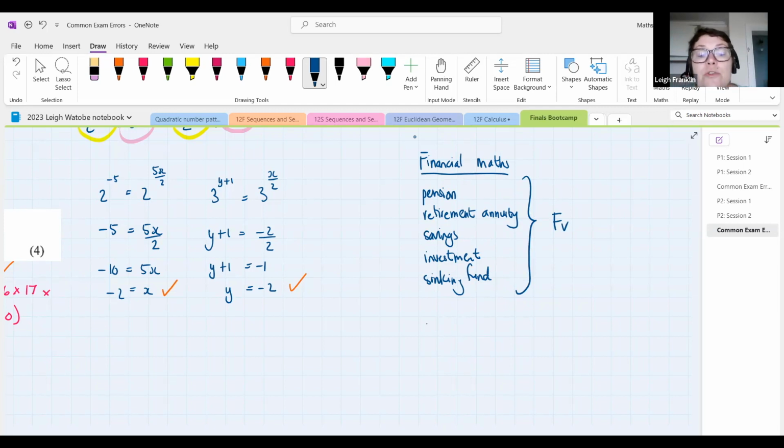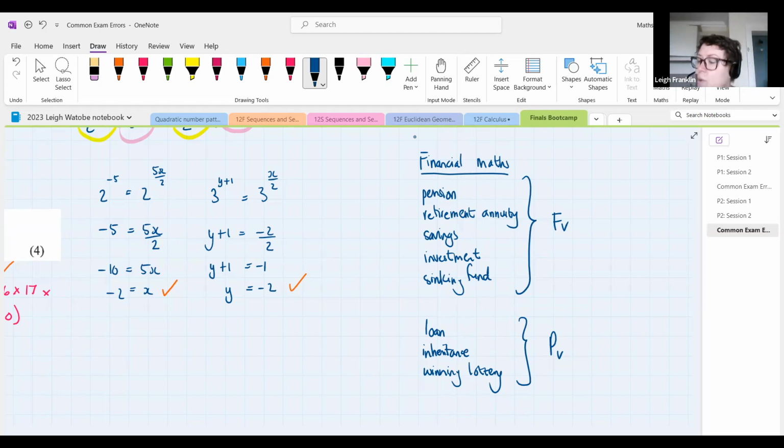If the question uses the word loan or inheritance or winning the lottery, you are going to use the present value formula. They're very strict about that. You've got to use the correct formula, otherwise you're not going to get the right answer. There's always a mark in financial maths for substitution into the correct formula. If you do not sub into the correct formula, you're not going to get any marks.